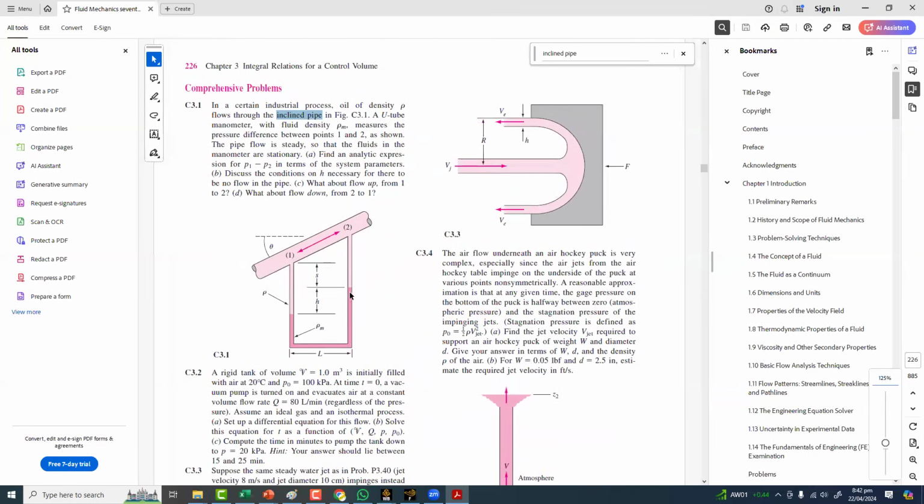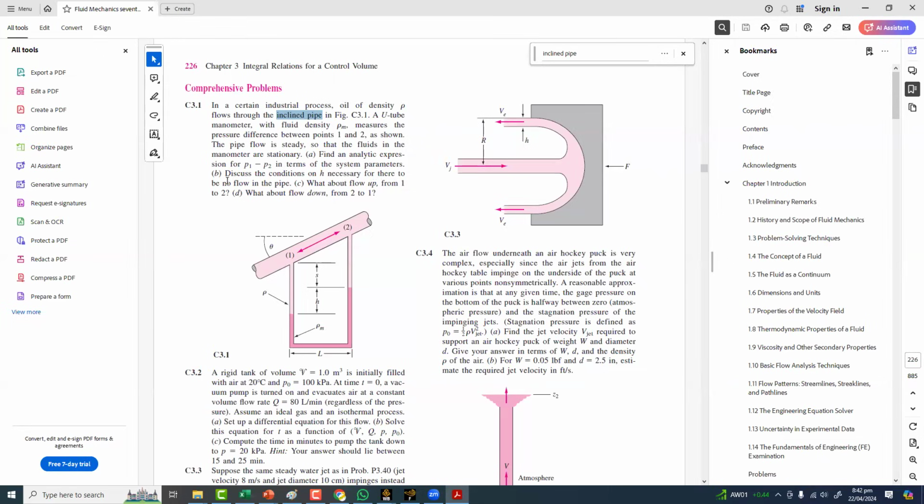This pipe, they are trying to find out the values of the, I think, pressure difference here. In a certain industrial process, oil of density rho flows through the inclined pipe in figure C31. A U-tube manometer with the fluid density rho m measures the pressure difference between points 1 and 2 as shown. The pipe flow is steady, so that the fluids in the manometer are stationary. Find the expression for P1 minus P2 in terms of the system parameters.